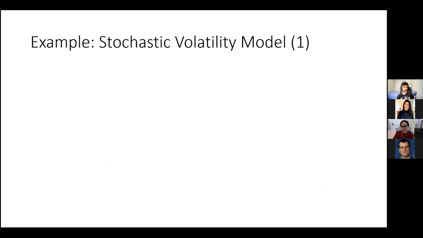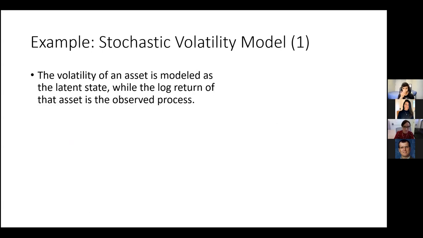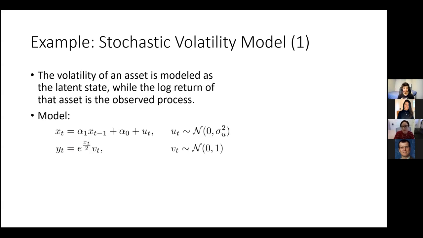Another example is a stochastic volatility model. This is going back to the finance example. The volatility of an asset, which is basically how much it fluctuates, is modeled as a latent state, whereas the log return, or the thing related to the price of the asset, is the observed process. So the model here is just a linear model for the volatility, the x, and the y represents the actual log return or, quote unquote, price of the asset.